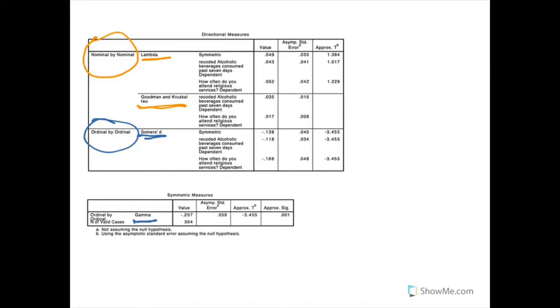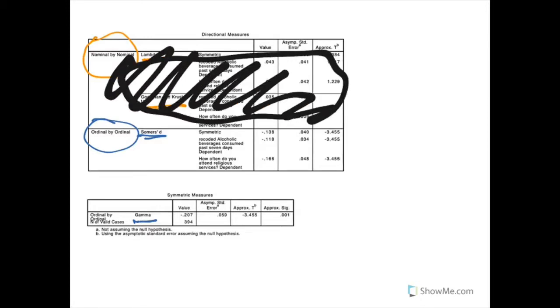Where was I? I was talking about the PRE measures. You're going to get 4 of them, and you have to decide which 2 are appropriate for the variables that you have. Both my variables, church attendance and how much somebody drinks, are ordinal, so I am going to use the ordinal by ordinal measures. So what I like to do is I just don't even look at this. We don't need it. Just cross it out. It's irrelevant.